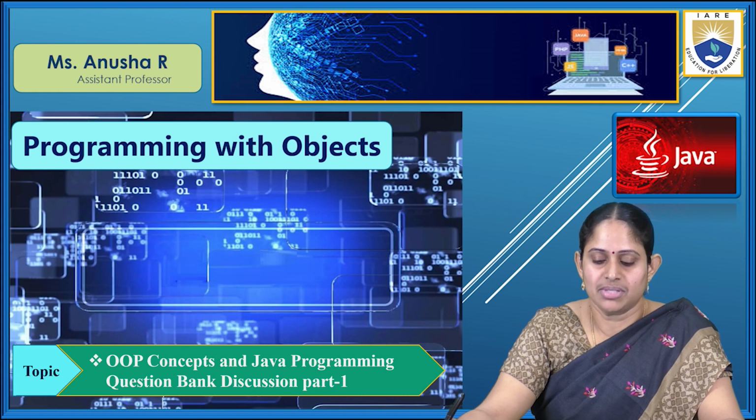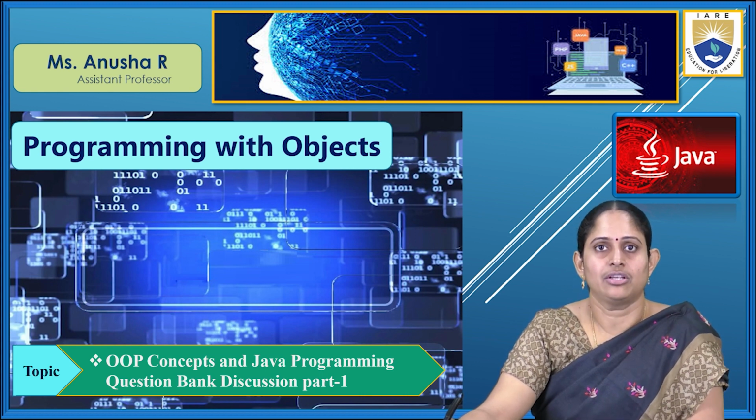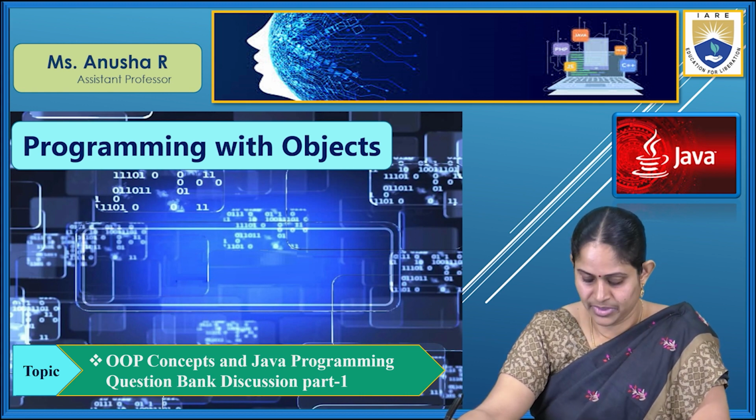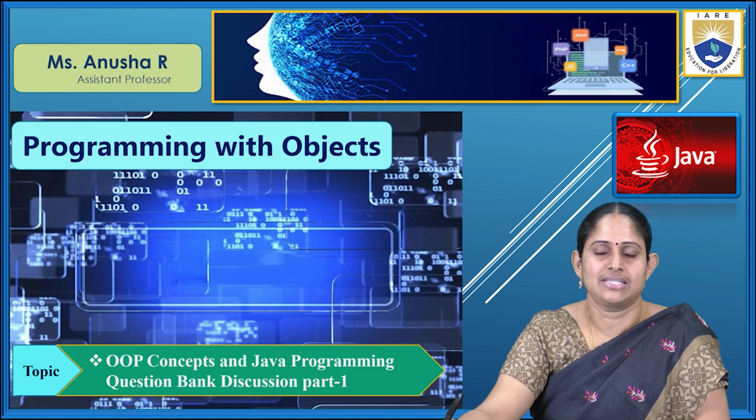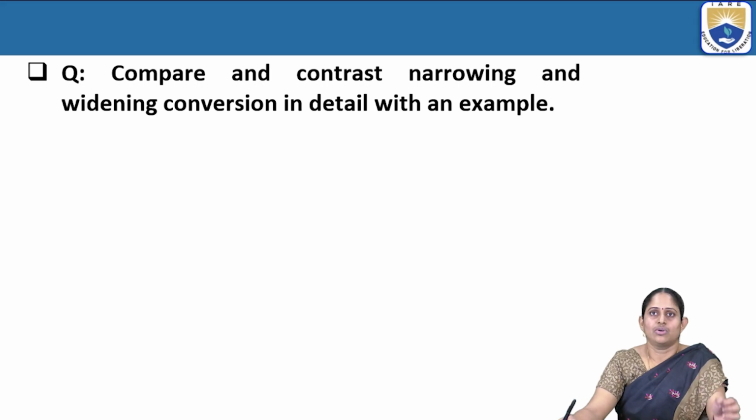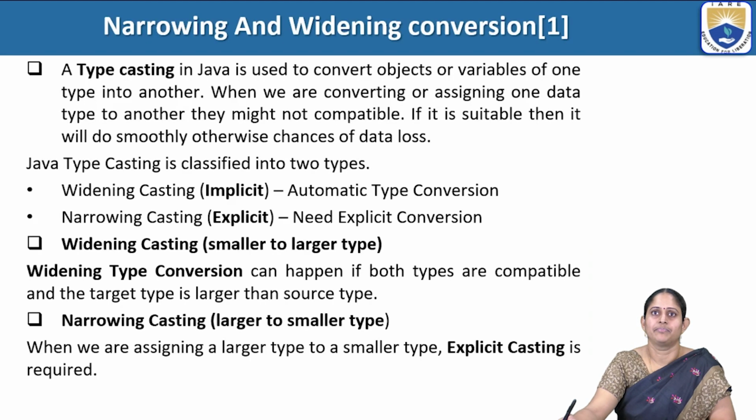In my videos, I'm discussing the subject programming with objects, which is based on Java. So in today's video, we will be discussing some of the questions in the question bank. The first question is to compare and contrast narrowing and widening conversion in detail with an example. So this is basically about typecasting.